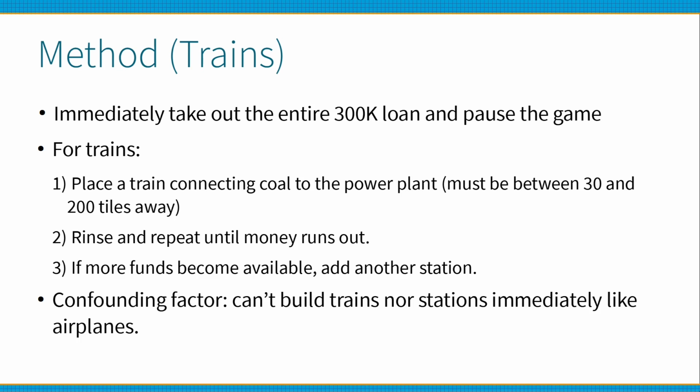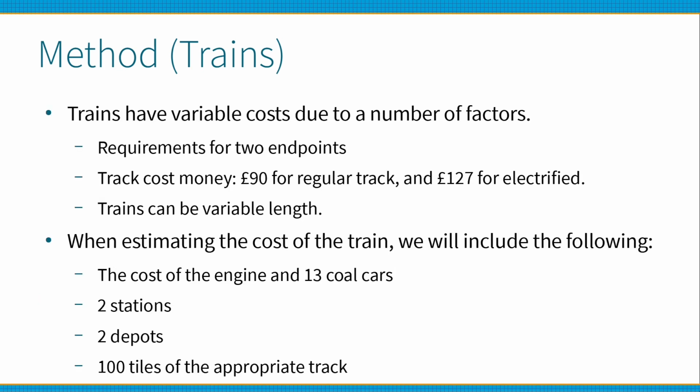So this means that there's a lot more effort involved and that there will be fatigue that'll come into this as well. And in addition to that, we require 2 endpoints, which means that we're going to have 2 stations plus the track connecting them. That's 90 pounds for every segment of regular track and 127 pounds for electrified track. Trains can also be of variable length.